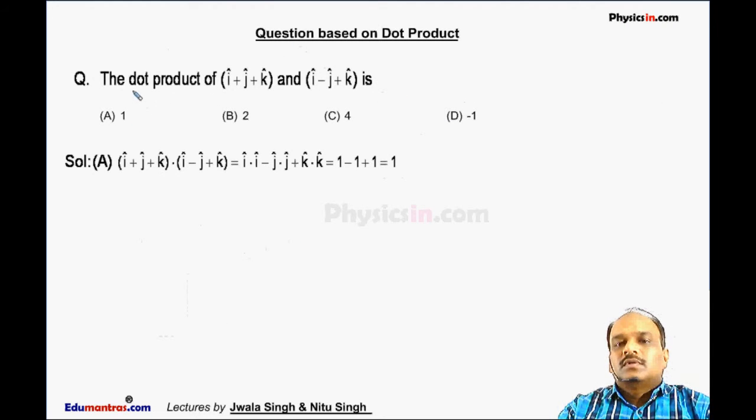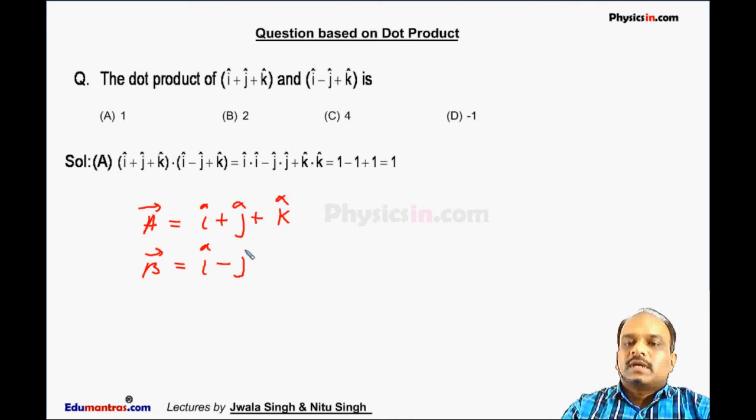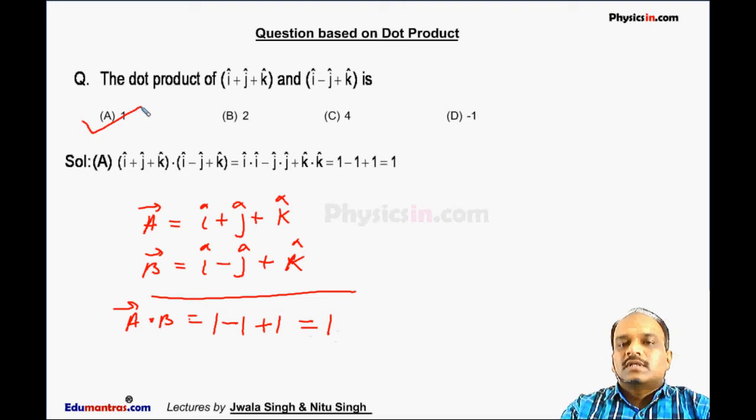Next question. Find the dot product of i cap, j cap, k cap and this. So let vector A be equal to i cap plus j cap plus k cap, and vector B be equal to i cap minus j cap plus k cap. So vector A dot vector B is equal to: coefficient of i and i is 1, then 1 and minus 1 is minus 1, and this is again 1, so it is equal to 1. So the answer is A.